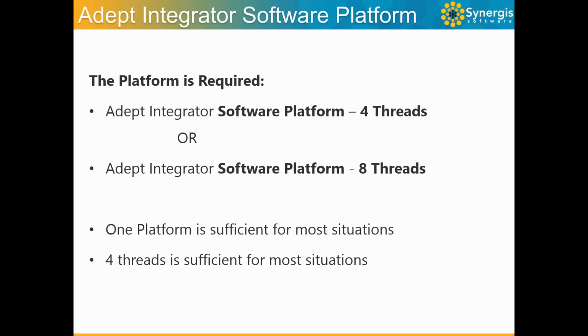We'll go a little bit deeper on some of these. The software platform I mentioned, you'd probably need either the 4-thread or 8-thread option. One platform is sufficient generally. There are exceptions, and 4 threads is sufficient, and we would determine all of this during the discovery. Now let's talk about threads. There'll be a lot of text coming onto the screen here. The easiest is to just walk through the explanation of threads.